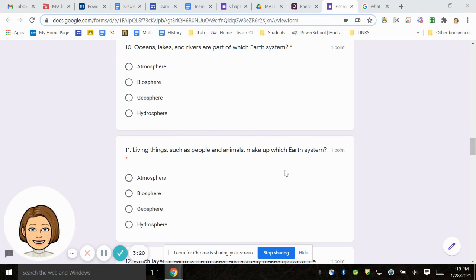Number 10. Oceans, lakes, and rivers are part of which Earth system? Atmosphere, biosphere, geosphere, hydrosphere. Number 11. Living things, such as people and animals, make up which Earth system? Atmosphere, biosphere, geosphere, hydrosphere.